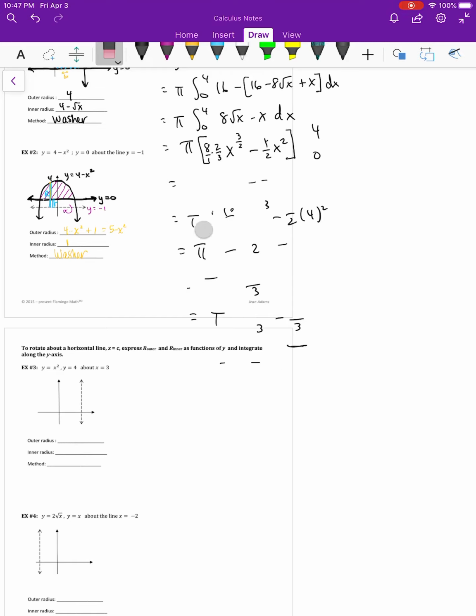I'm just erasing this so we can do our next problem. I know you guys probably already have all this written down. It's just not erasing as fast as I want it to.